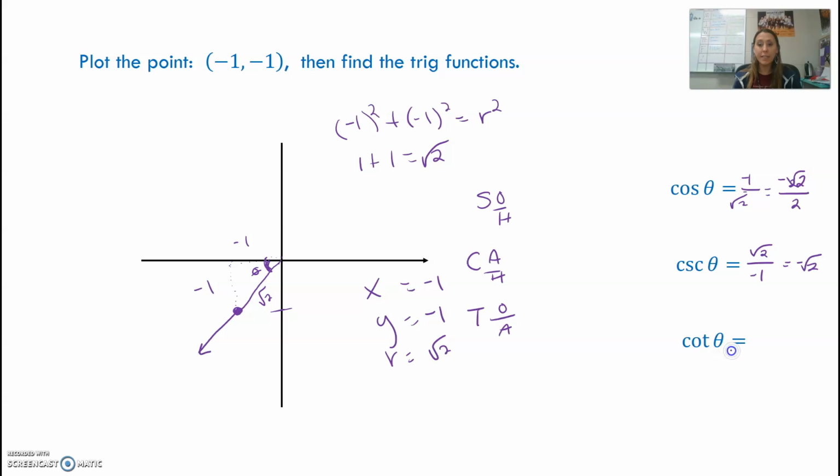And then the cotangent is going to be the adjacent over the opposite, so the adjacent side is -1, and the opposite side is also -1, so then I get a positive 1. Because remember, when we do a negative divided by a negative, we get a positive. So make sure that was something you know how to do. That was a review from the last couple days, but I went ahead and did that as our warm-up.